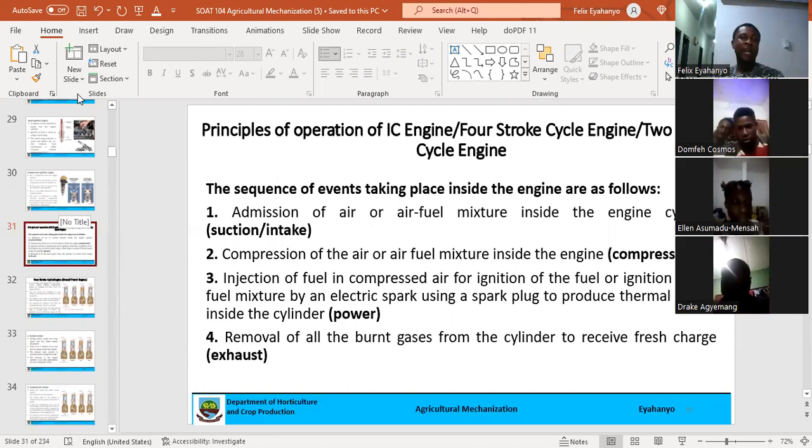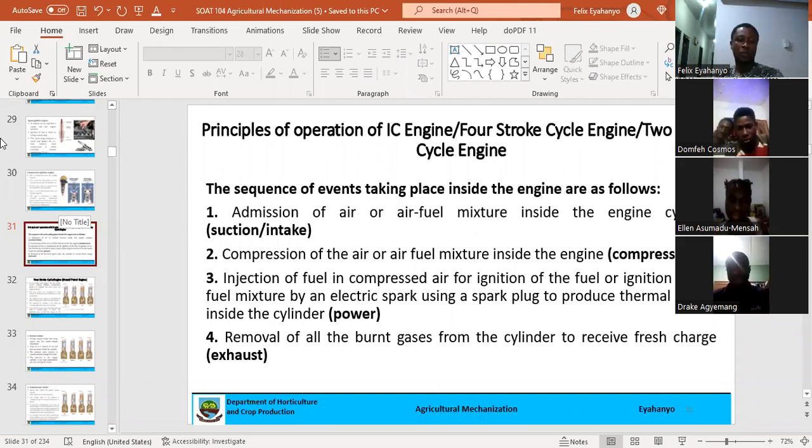In your midterms, I realized that a lot of you were confusing it. Some of you were writing the two. But if the question is specific, if I'm talking of diesel, I expect you to use air. If it's petrol, I'm looking at the air-fuel mixture. When it comes to compression, it's the same thing. That's the second stage, where there's a mixture inside, and then we move to the power and then the exhaust.